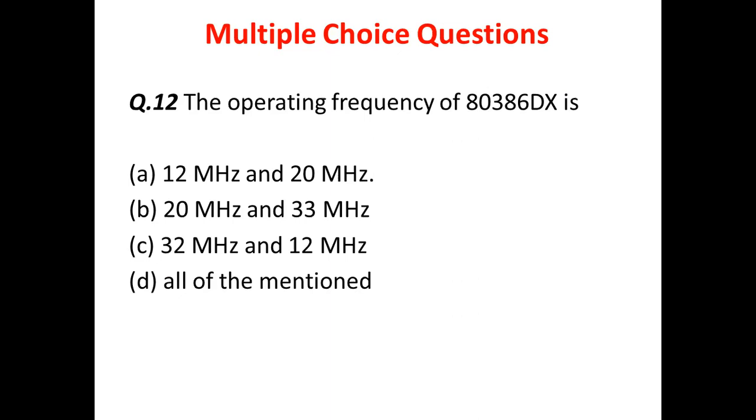Once again, we will see the question, the operating frequency. That means on which frequency the 80386 operates. The first option is 12 megahertz to 20 megahertz, the second option is 20 megahertz to 33 megahertz, the third option is 32 megahertz and 12 megahertz, or all of the above. So the answer is B, that is 20 megahertz and 33 megahertz.